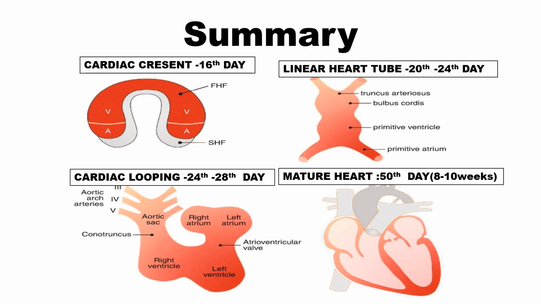Coming to the summary of the heart tube. Cardiac crescent is formed on the 16th day. Linear heart tube is formed, that is fusion, by the 20th to 24th day. Cardiac looping occurs between the 24th to 28th day, and the matured heart is finally formed between the end of the 10th week or the 50th day.